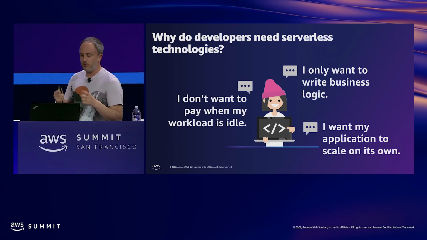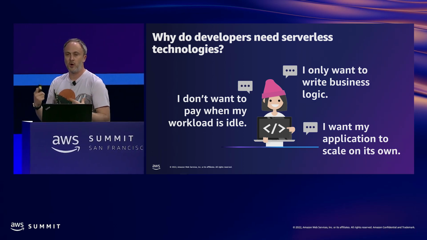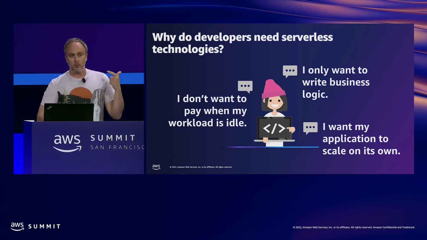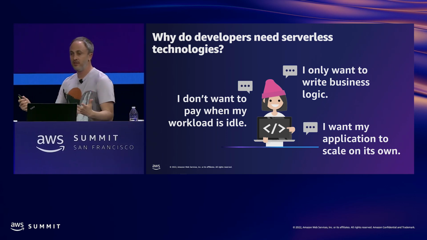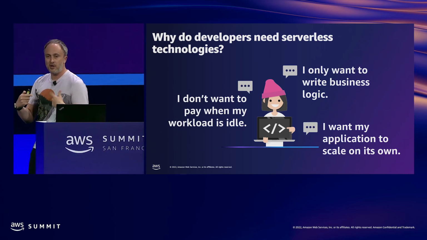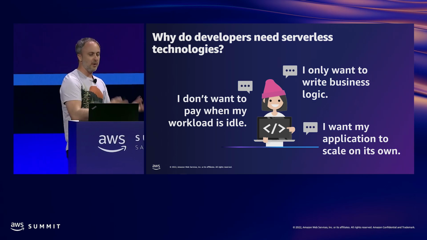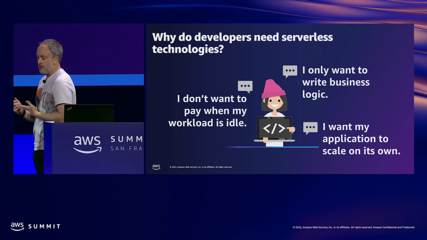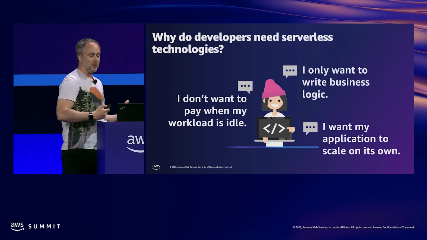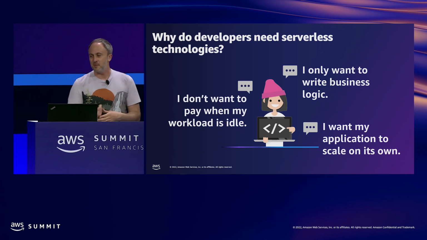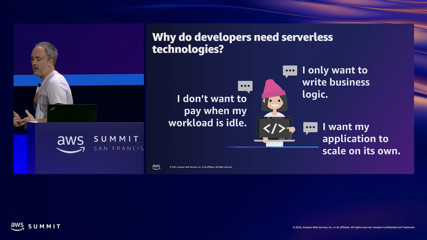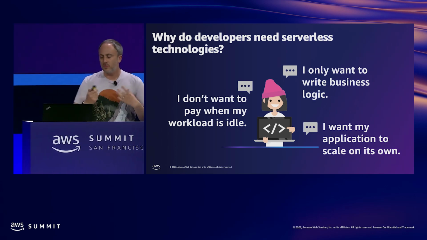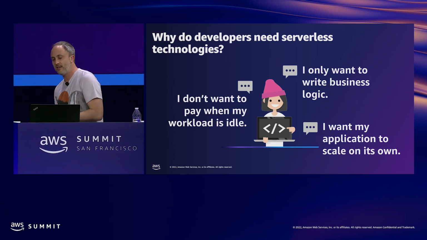Broadly though, each one of the responses can be summarized with one of these 3 categories, right? Developers are saying they don't want to pay when my workload is idle. And this is a fundamental principle of serverless technology. You pay per use. If you're not using the service, you don't pay for it. Another one here, I only want to write business logic. So you might have heard the term used by an AWS employee of undifferentiated heavy lifting before. This is referring to things like patching, securing, scaling, all the things that you need to do with your infrastructure before you can even start writing code.